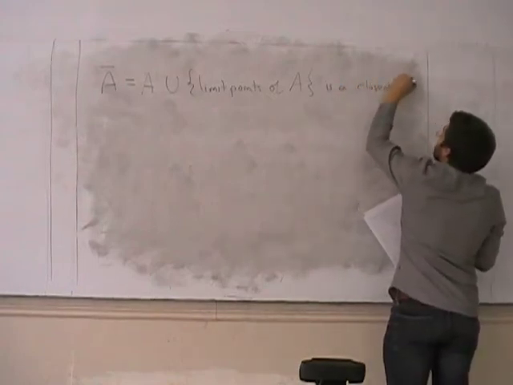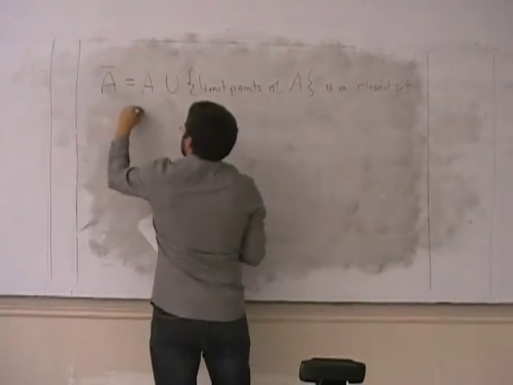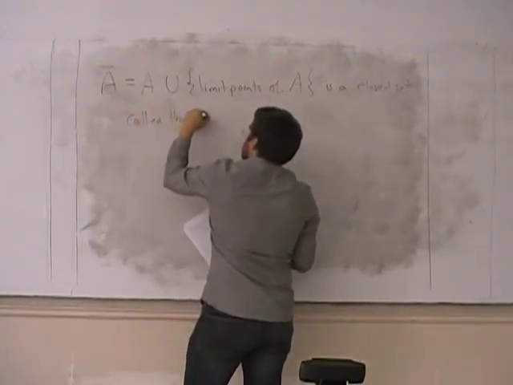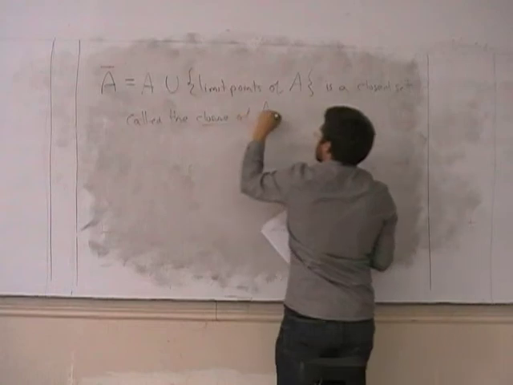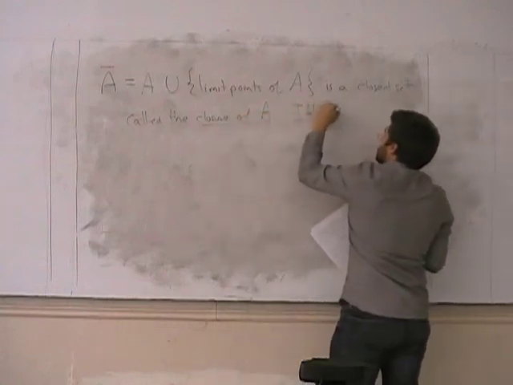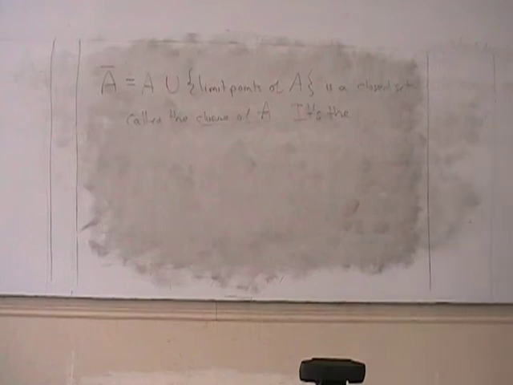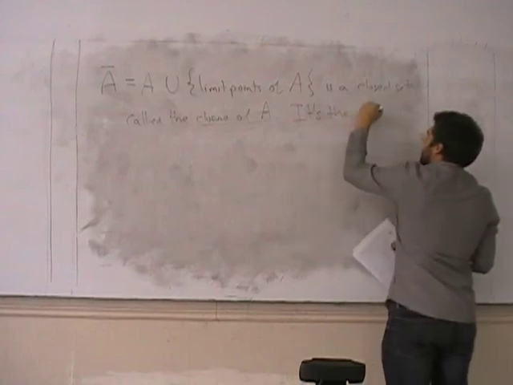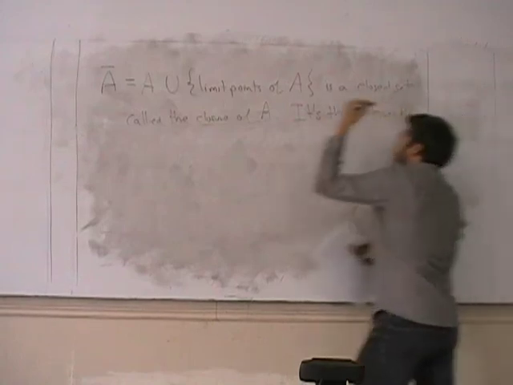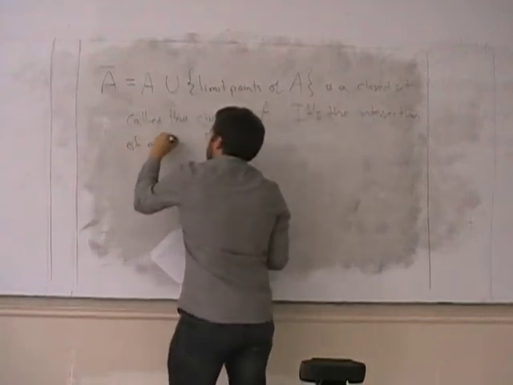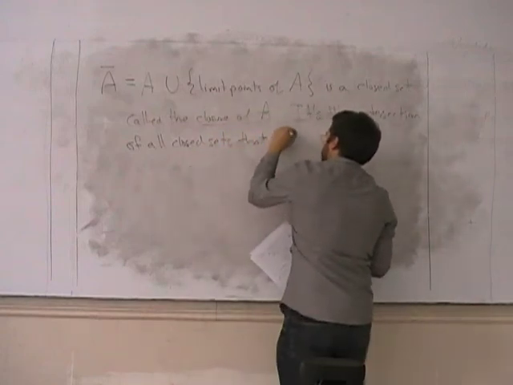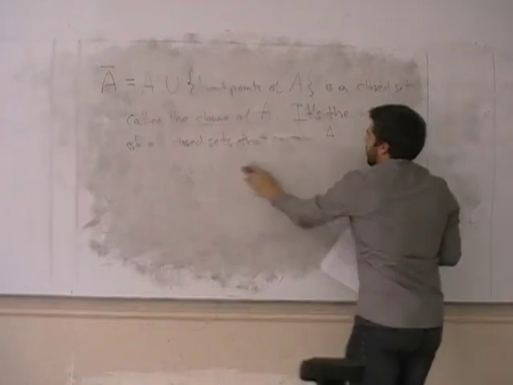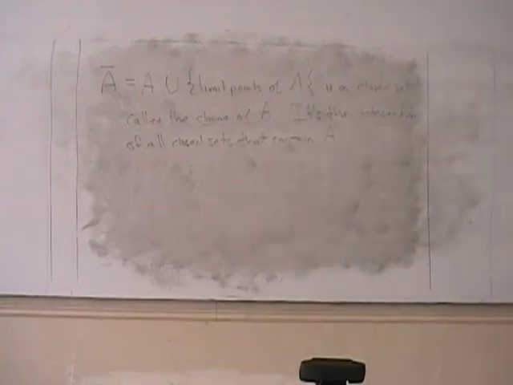A closed set called a closure. In fact, it's the smallest closed set that contains A. And it's smallest in the sense that it's the intersection of all closed sets that contain A. And we know, for instance, that the intersection of any collection of closed sets is closed.